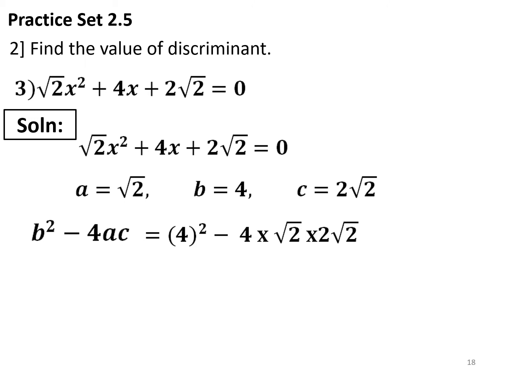nothing but 2. 2 2s are 4. 4 into 4 is equal to 16. So we get 16 minus 16, which is equal to 0. So the value for discriminant D or delta is equal to 0.